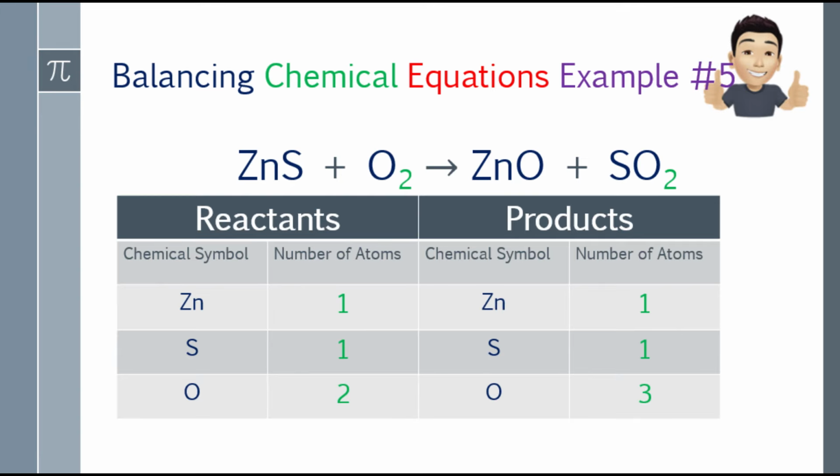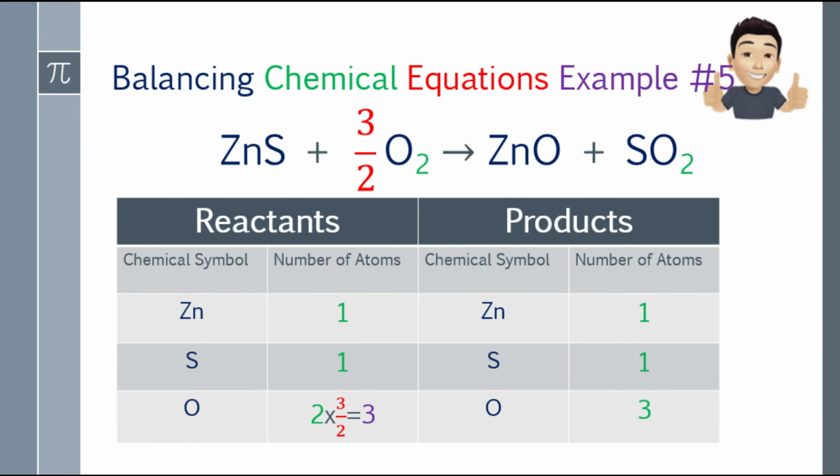So pag ganyan, ang technique dito, lalo na pag balanse na yung dalawang elements, tapos yung isa na lang natitira, you can use fraction. Huwag kayong matakot gumamit ng fraction. So, mapapansin nyo, ang product side, ang oxygen number of atoms na ay 3. So, anong i-multiply ko dun sa 2 para maging 3? So, that will be 3 halves. Kasi 2 times 3 halves is 3, diba? So, maglalagay ako ng 3 halves na coefficient doon sa reactant side. So, mapapansin mo, ZnS plus 3 halves O2. So, ayun. Tapos, yung product side. So, balance na. Okay na tayo dyan.